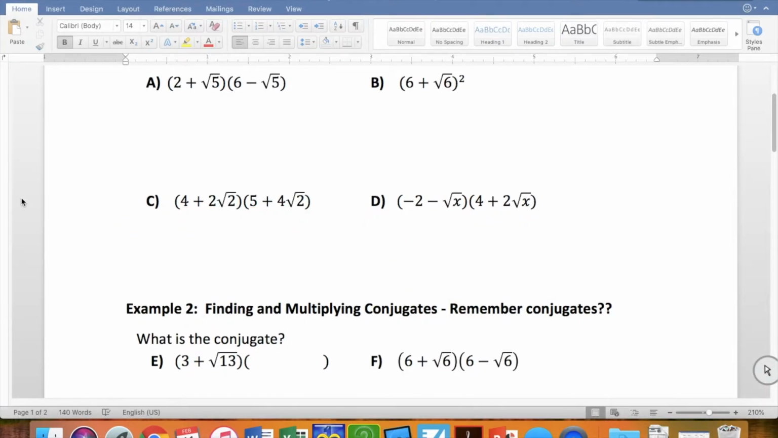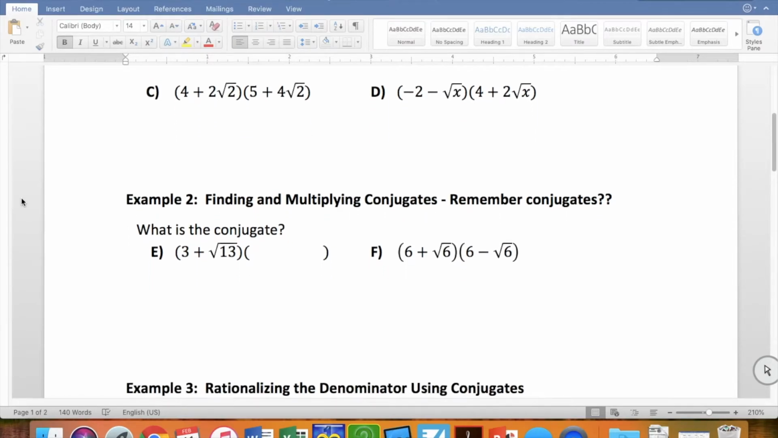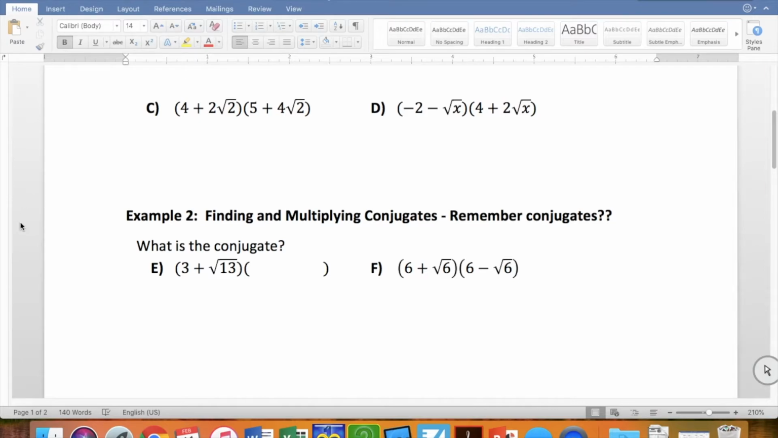All right, moving to the next section, we're going to talk about finding and multiplying conjugates. So I hope you remember conjugates. Conjugates are where your parentheses are basically the same, but you have a difference of a sign in the center, or at least one of your terms has a different sign. So if we have 3 plus the square root of 13, the conjugate would be 3 minus the square root of 13. The reason we want a conjugate is because we want that middle term to disappear.